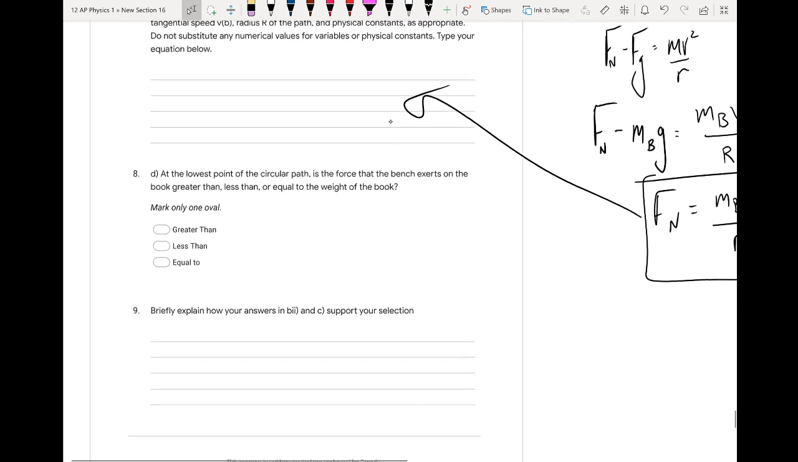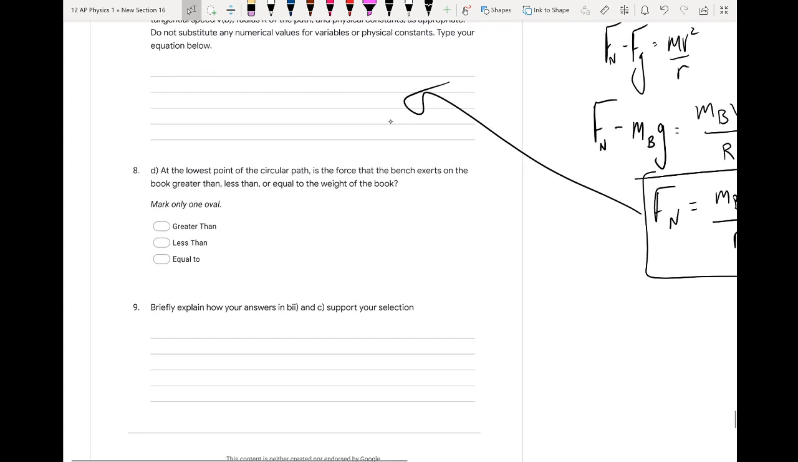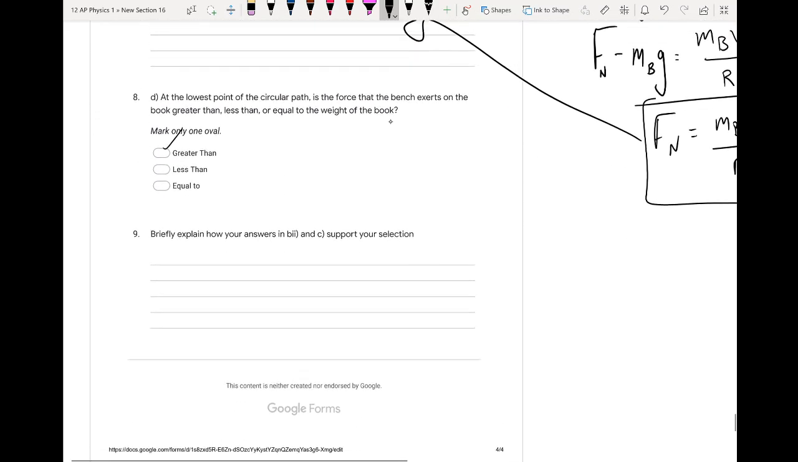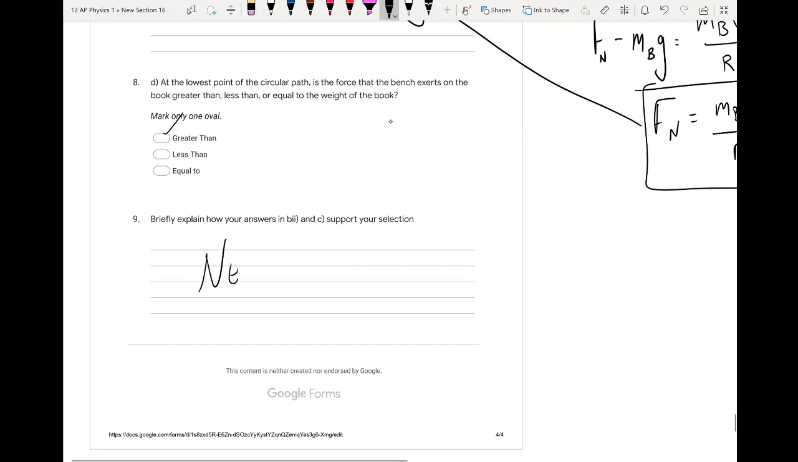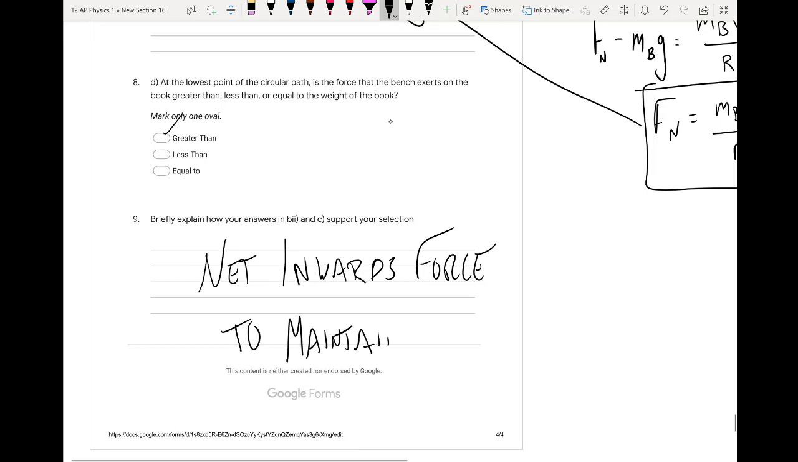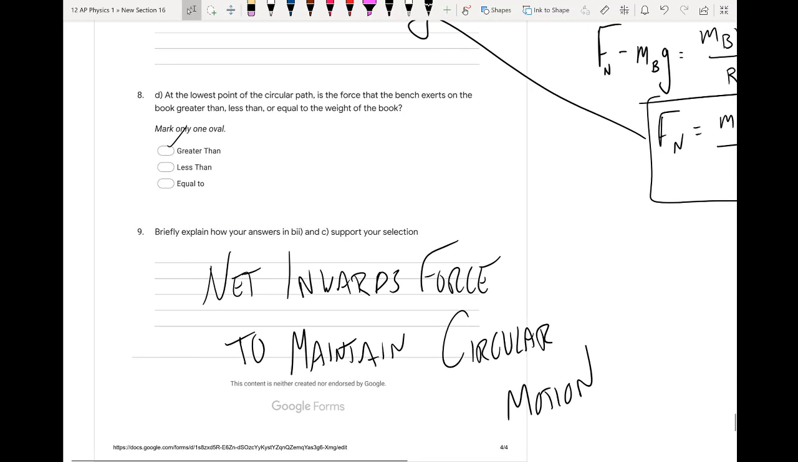All right, at the lowest point of the circular path, is the force that the bench exerts on the book greater than, less than, or equal to the weight of the book? We said that at the lowest point, the normal force has to be greater than the weight. And why is that happening? Again, same idea. We need a net inwards force to maintain circular motion.